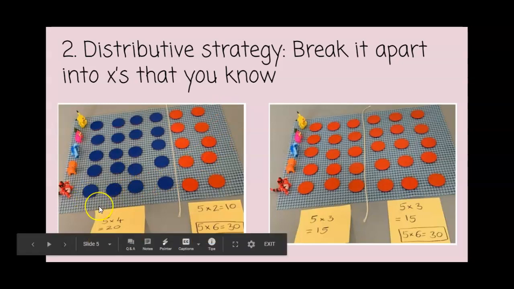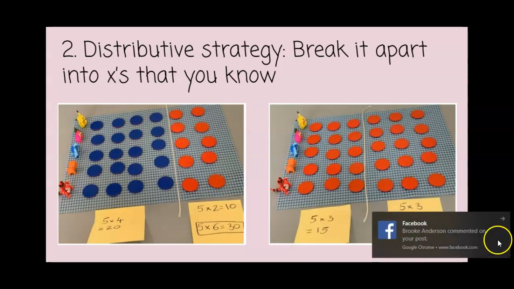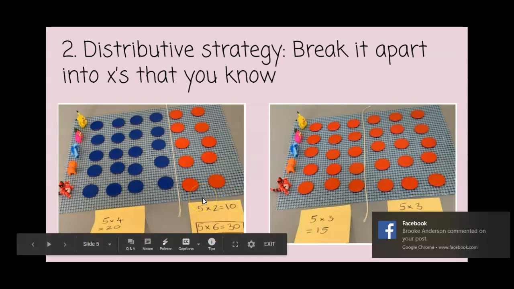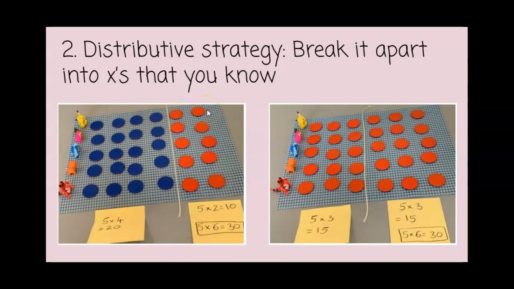And then I can say, well, I know 5 groups of 4 is 20, and I know that 5 groups of 2 is 10, and then I'm going to add them together to get 5 groups of 6, which is 30. So I've split them up. I've taken the 6 and broken it into 4 and 2.